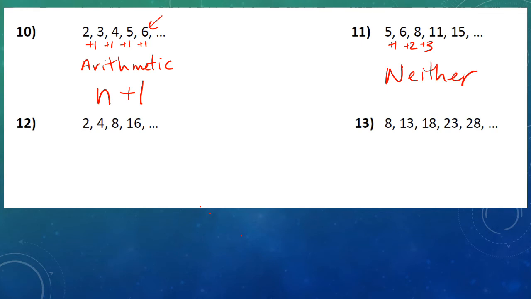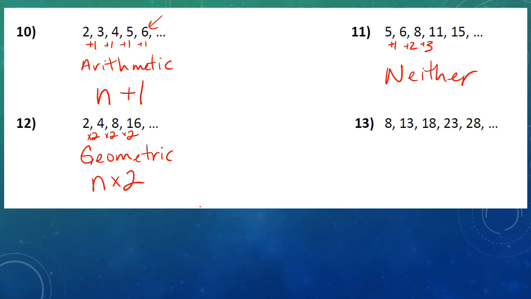So we have number 12. To go from 2 to 4, we are multiplying by 2. 4 to 8, we're multiplying by 2. 8 to 16, we're multiplying by 2. So we can call this a geometric sequence. And that means we are doing n times 2 to get to our next number.